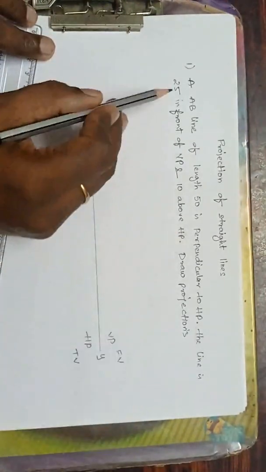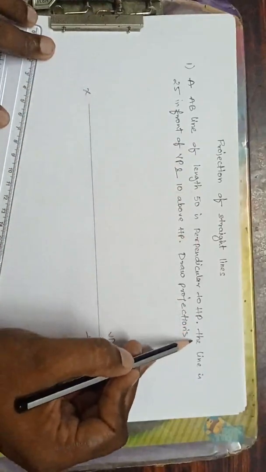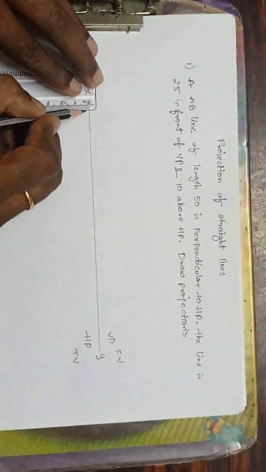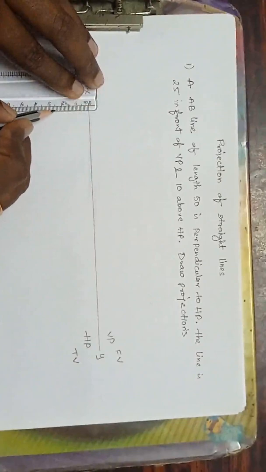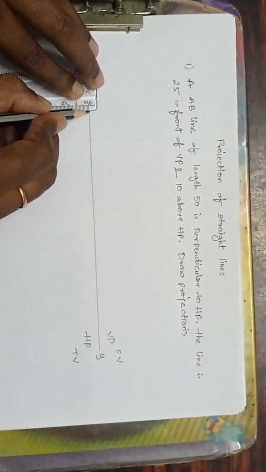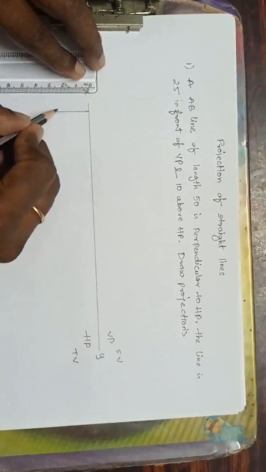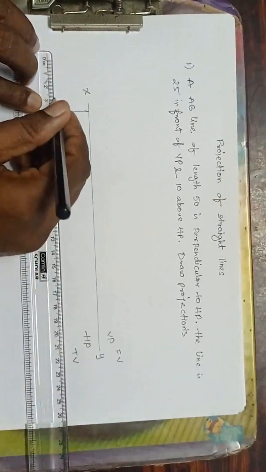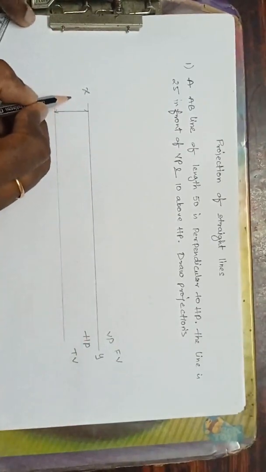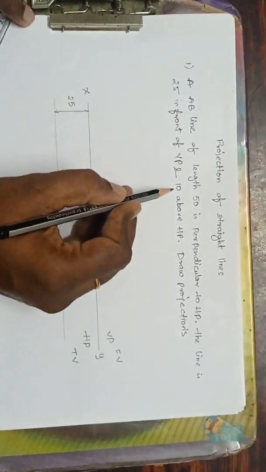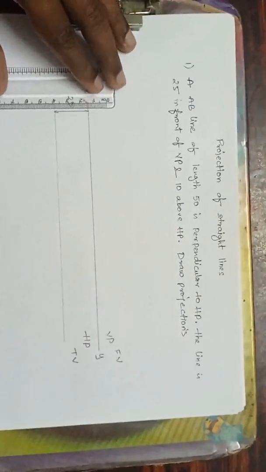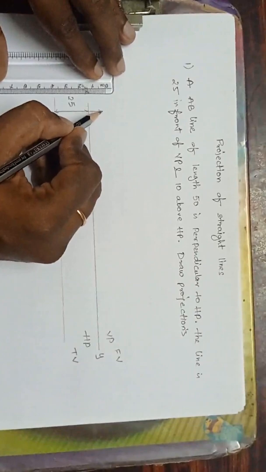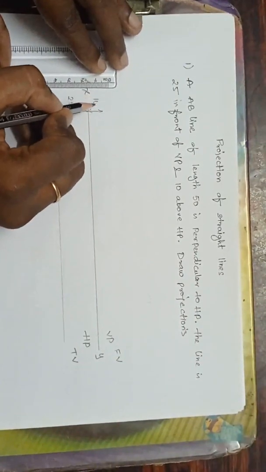Now next, drop the gaps. What are the gaps? The line is 25 in front of VP, he said. So this gap I have to draw in the HP. Distance from the VP I am drawing in the HP. He said 25, so I am taking 25 mm, 2.5 centimeters, like this, and draw the horizontal line. Using a drafter you can do it very easily. And he said 10 above the HP, right? This is 10 mm above the HP. Done?